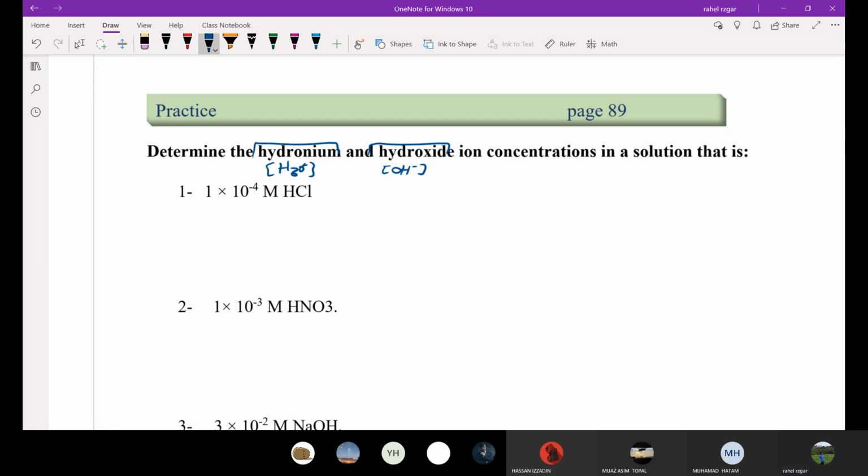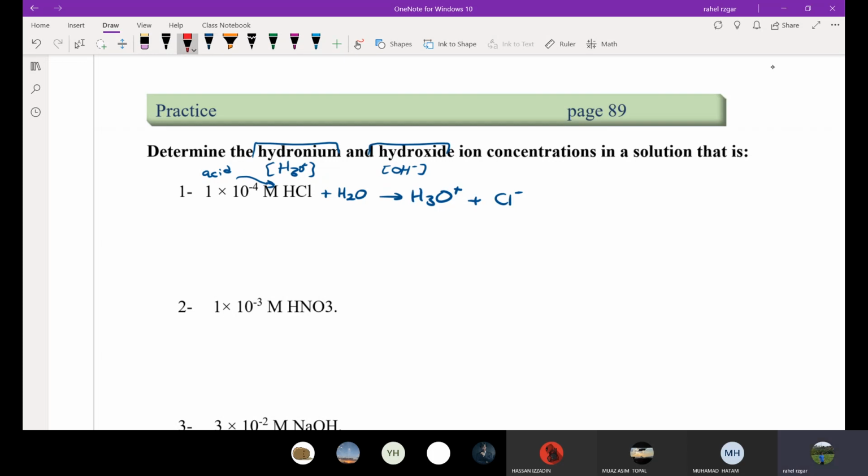Now, HCl. What is HCl? HCl is an acid. What do we get from acids? We get H3O. How? HCl reacts with H2O and will produce H3O and Cl.